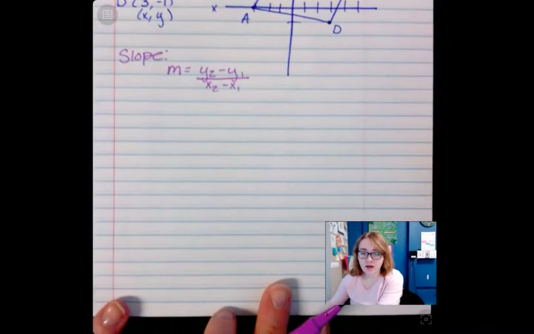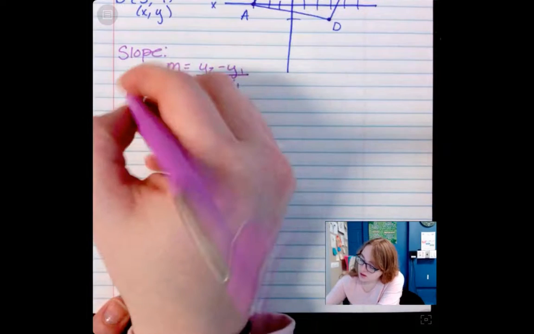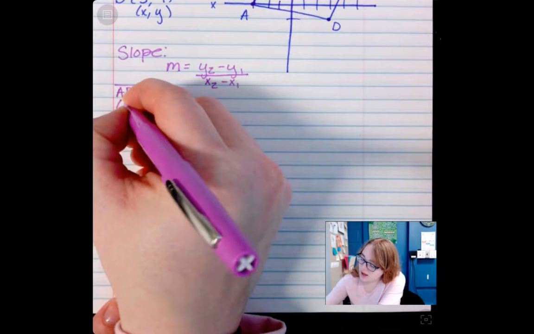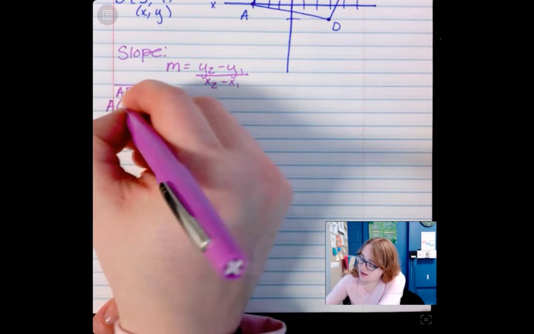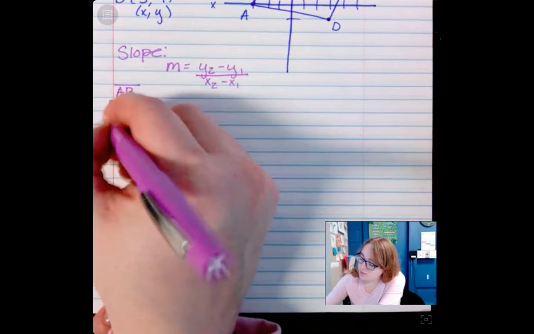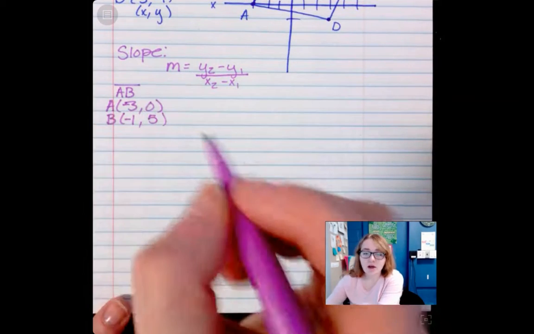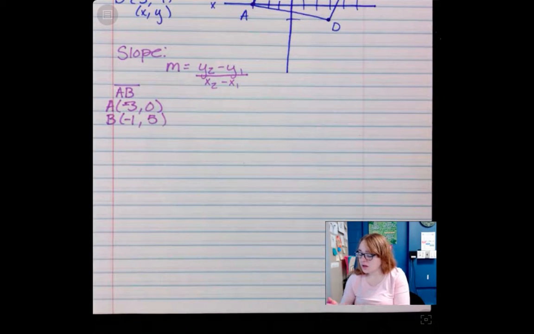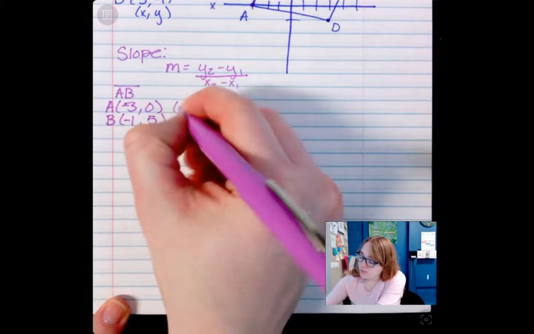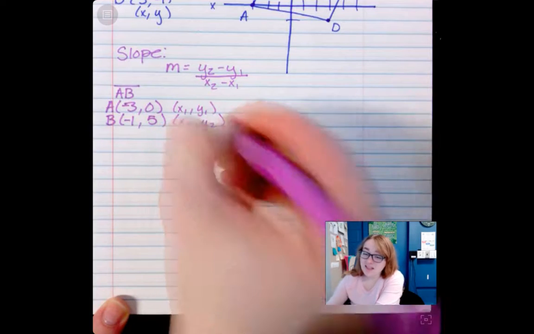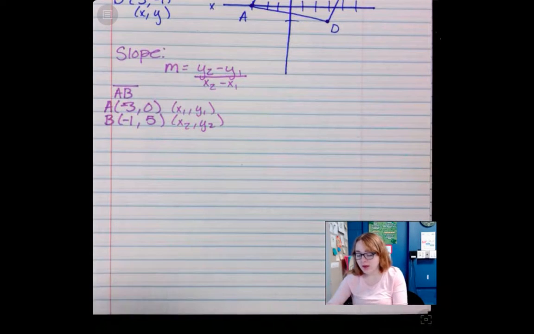Okay, so let's find AB first. Point A is at -3, 0, and point B is at -1, 5 once again. So we'll go ahead and plug that into our formula. Well, first we have to pick our favorite point, our x1, y1, and our x2, y2. Again, it does not matter. You'll get the same answer either way. Now we just plug into the formula.